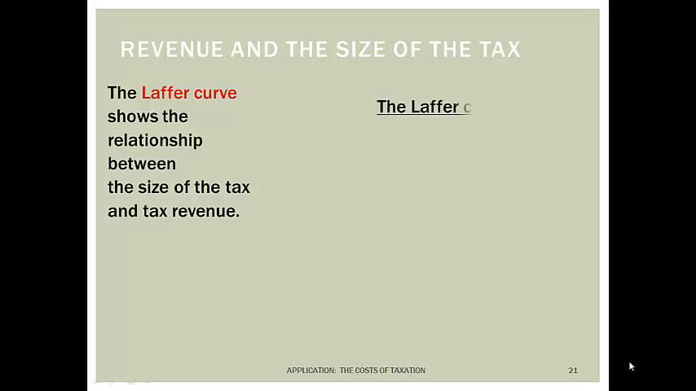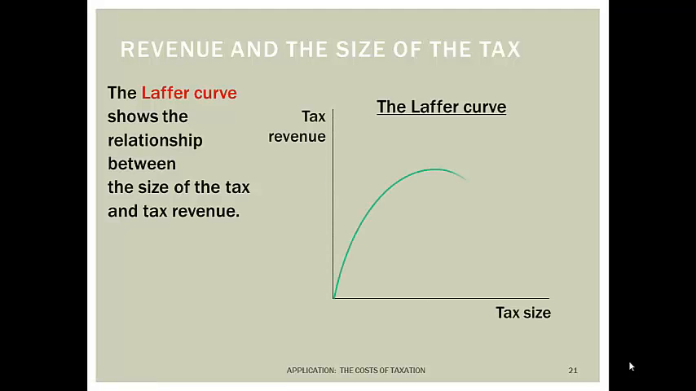So if we try to represent graphically the relationship between the size of the tax and tax revenue, it will look something like this. What does this graph tell us? It tells us that when the tax size is pretty small, increasing it will raise tax revenue. How does this happen? Let's say the current tax rate is 5%. If you increase it to 10%, now people are paying 10% of their income instead of 5% of their income towards the tax. As a result, government collects more money.